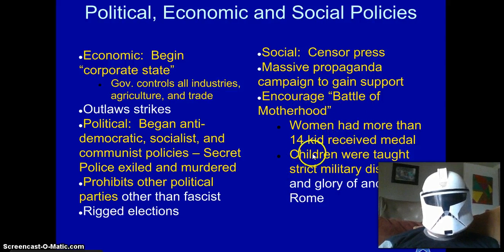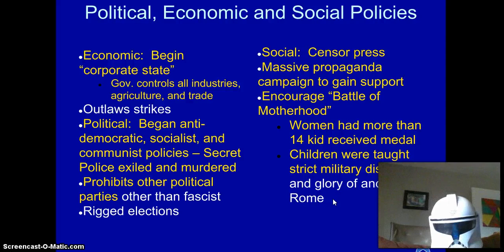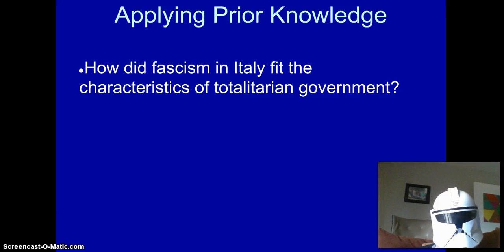Encourages the Battle of Motherhood, where women who had more than 14 kids received a medal. Children were taught strict military discipline and the glory of ancient Rome. In other words, he's going back, and he's also trying to create a heavy population so that they can continue on with greatness.